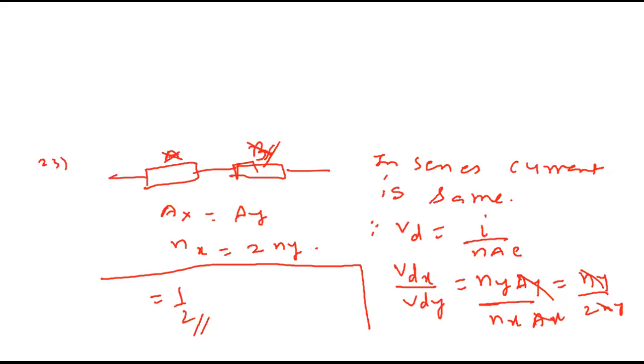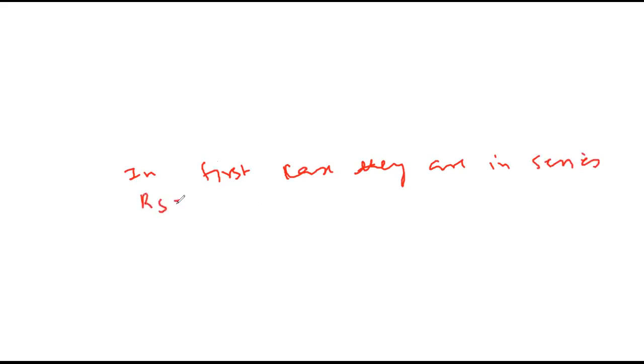Completed? Yes. 24th. Two identical slabs. Identical means their length, breadth, resistance, material, everything is same. Are connected as shown in two different ways. So in the first case, they are in series. Clearly visible. Therefore, R series is R plus R equals 2R.